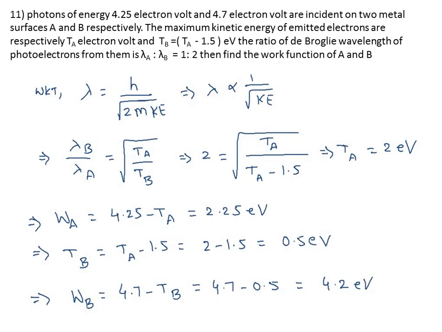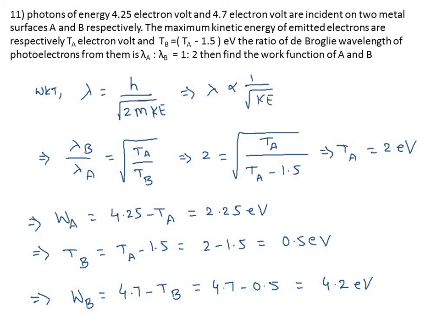Photons of energy 4.25 electron volt and 4.7 electron volt are incident on two metal surfaces A and B respectively. The maximum kinetic energy of emitted electrons are respectively Ta electron volt and Tb equal to Ta minus 1.5 electron volt.